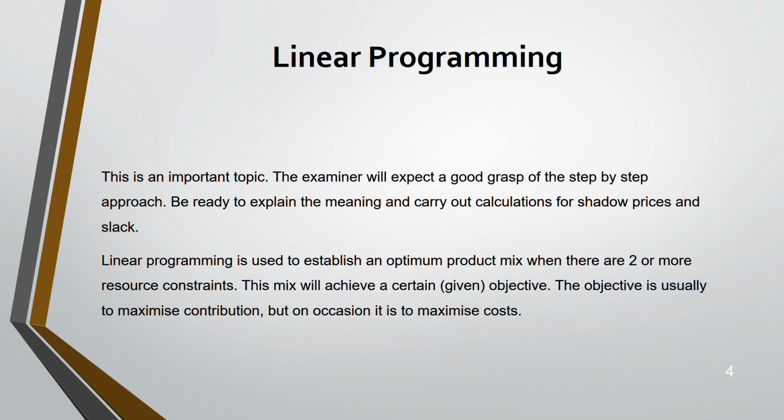Linear programming is used to establish an optimum product mix when there are 2 or more resource constraints. It's not one. Sometimes you might have more than one limited factor. So this mix will achieve a certain given objective. Now your objective could be to maximize contribution, or sometimes to minimize cost, but on occasion.